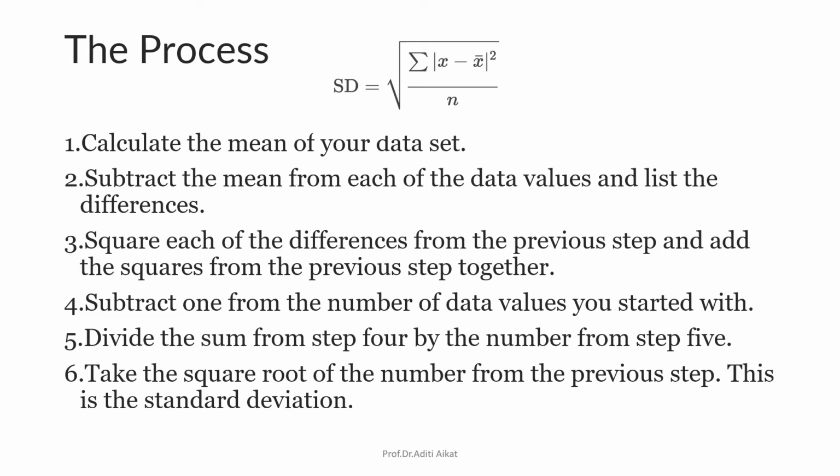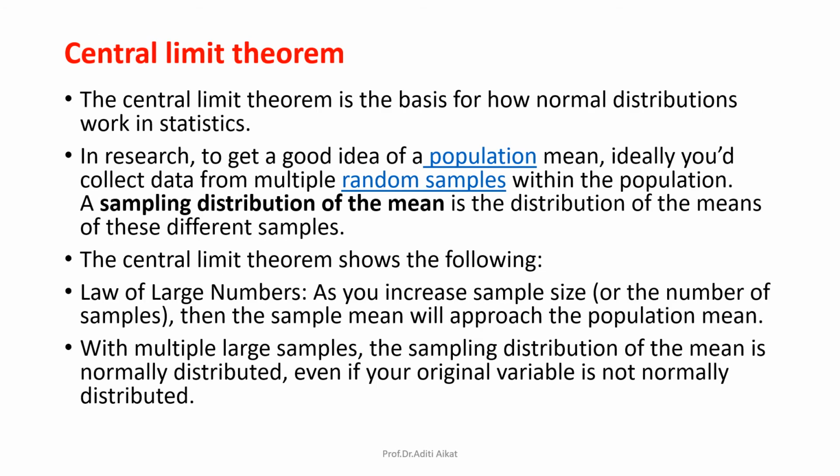What's the process? You calculate the mean of your data set, then subtract the mean from each of the data values and list the differences. Square each of the differences from the previous step and add the squares together. Subtract 1 from the number of data values you started with. Divide the sum from step 4 by the number from step 5. Take the square root of the number from the previous step. This is the standard deviation.